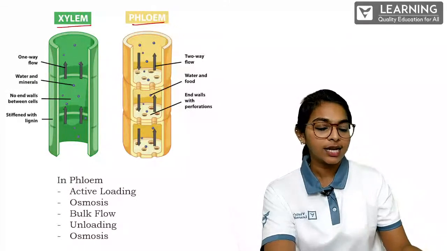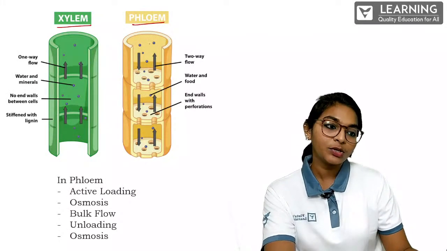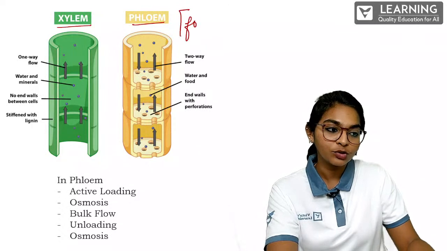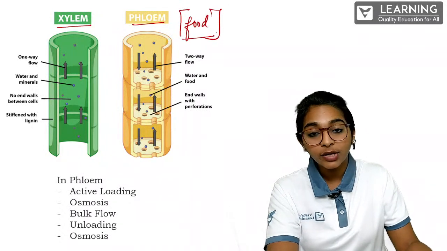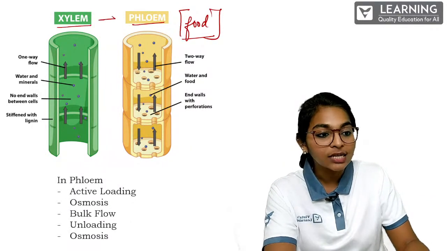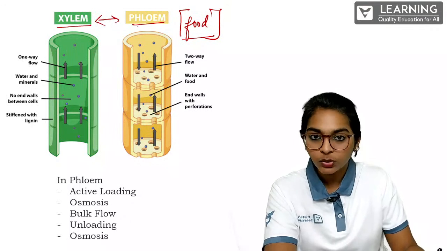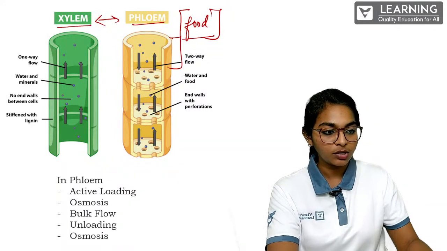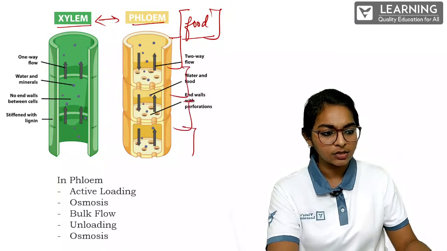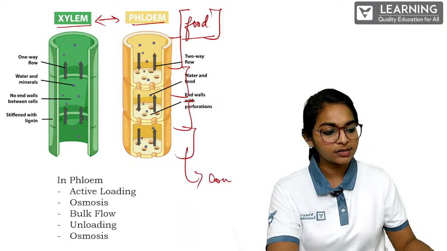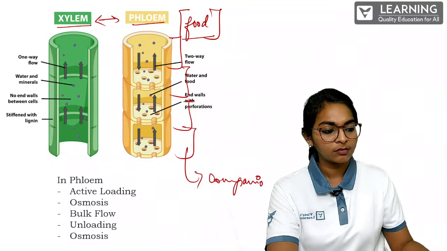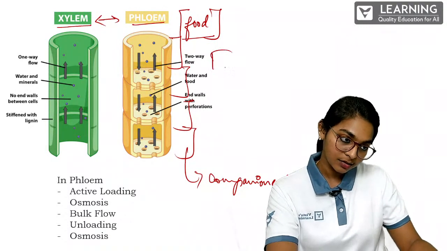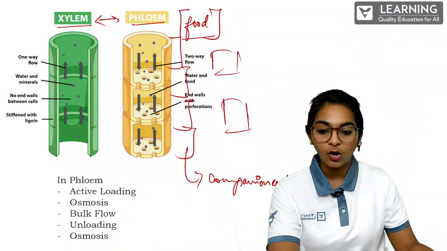Next, translocation of food. When we are talking about food, phloem comes into the picture. Is phloem doing this alone? No. It always does it with the help of xylem only. How is it doing this with the help of xylem? I'll tell you. See here, with the phloem, you will have adjacent cells. You call these companion cells. And adjacent to the companion cell, you have a normal cell.